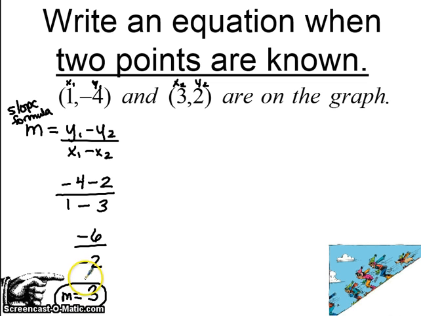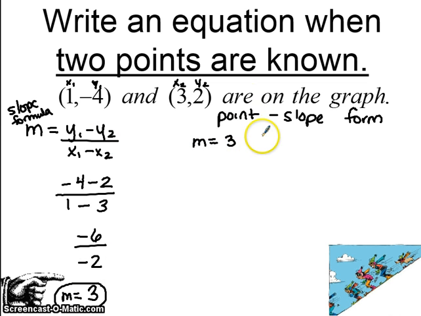Now, do we know a point? Yes, in fact we know 2, so we can choose from either one of them. And do we know the slope? Yes. So we know a point and we know a slope, so we'll use point slope form to write our equation. We know that our slope is 3, because that's what we just calculated from these 2 points. And we can choose any point that we want.